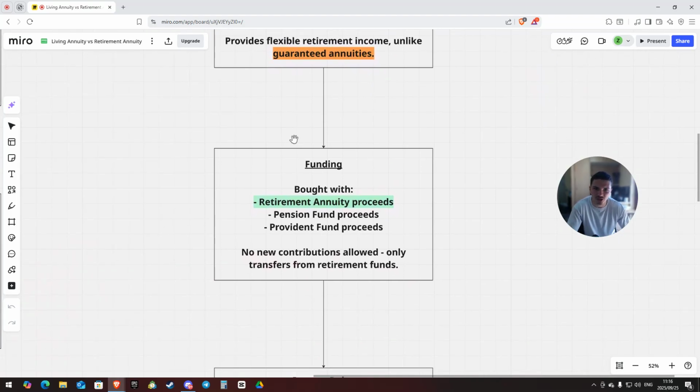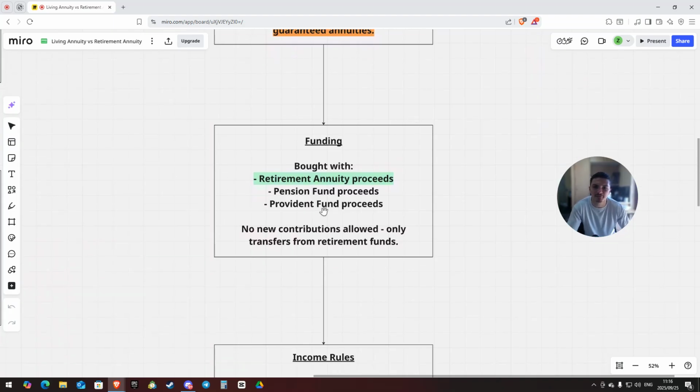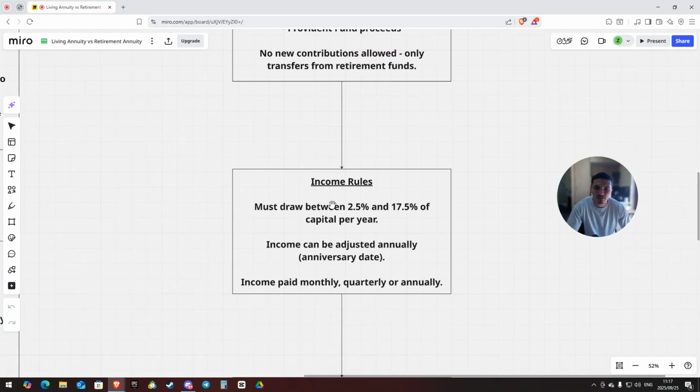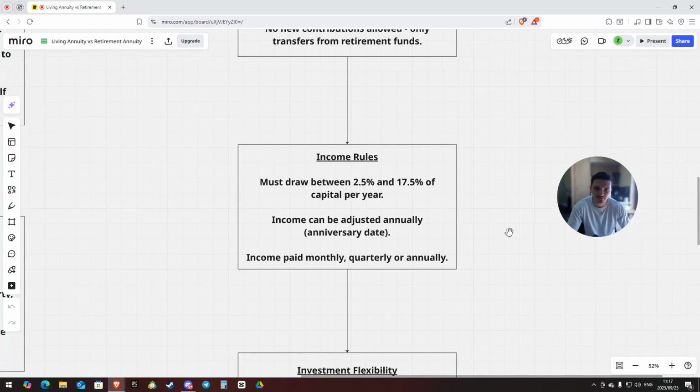So in terms of how to fund a living annuity, you have to fund it with pension fund proceeds, provident fund proceeds or retirement annuity proceeds. No new contributions are allowed and it can only be transferred from retirement funds. Okay. Income rules: you must draw between 2.5% and 17.5% of the capital per year. Now, bear in mind, if you're continuously drawing 17.5%, you're going to lead to a shortfall. So it is obviously capped, but you have to draw between 2.5% and 17.5%.